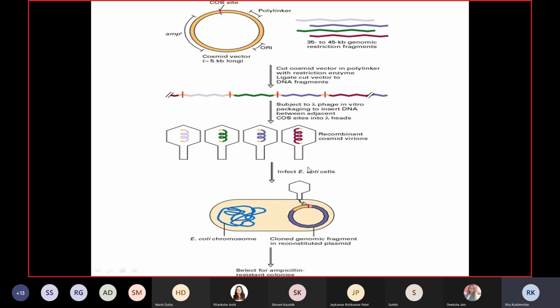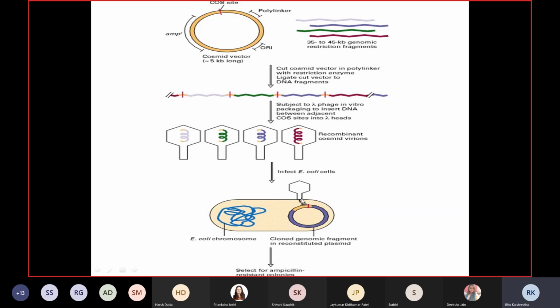except the cos site. Once these recombinant cosmid virions are made by in vitro packaging, which I'll come to again, then you infect your E. coli bacterial cell with this phage. Because it is a complete phage particle, it will inject its DNA inside. Once it injects its DNA, it can stay there as a plasmid. It is able to maintain itself as a plasmid because it has an origin of replication.